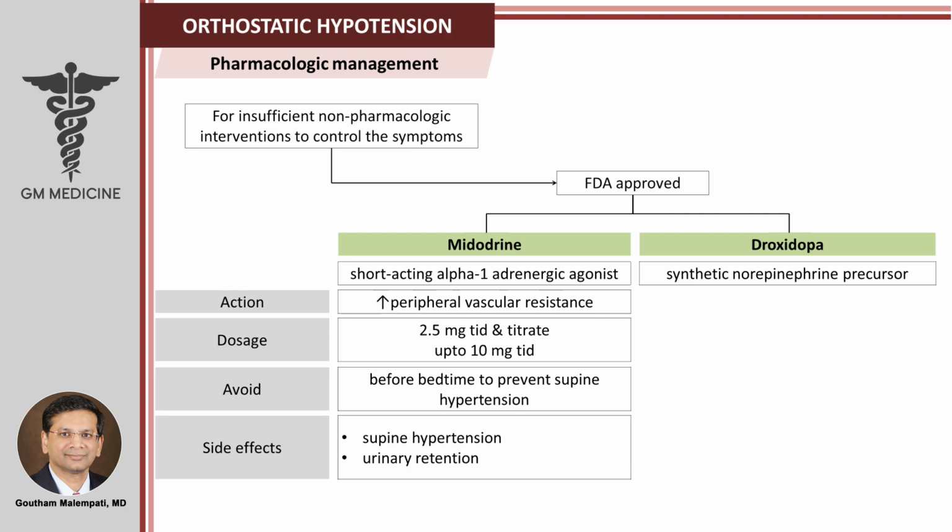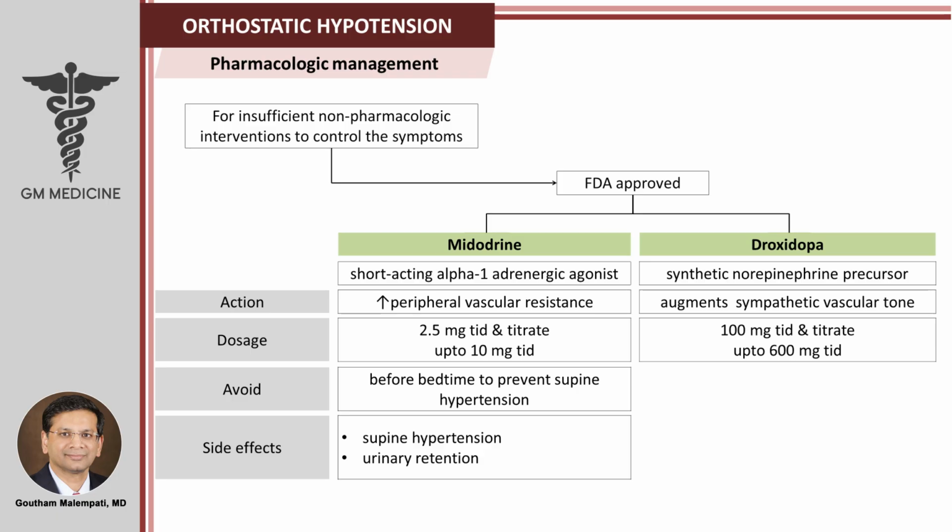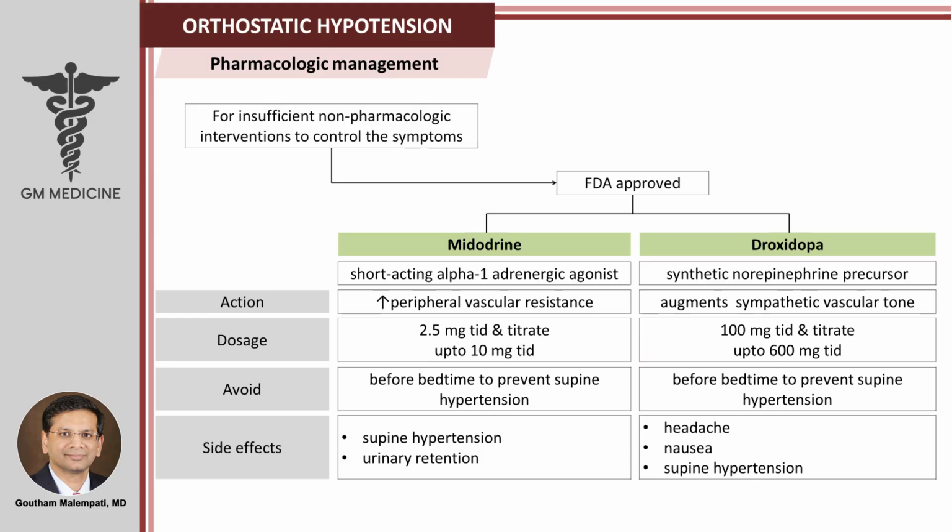Droxidopa is a synthetic norepinephrine precursor and it augments sympathetic vascular tone. It is started at a dose of 100 milligrams 3 times per day and titrated up to 600 milligrams 3 times per day. It should be avoided before bedtime to prevent supine hypertension. Side effects include headache, nausea, and supine hypertension.